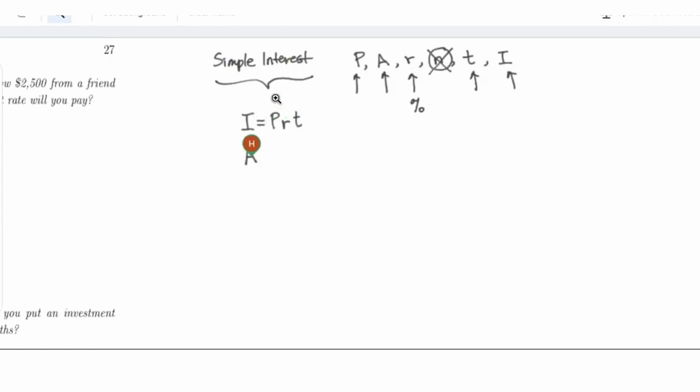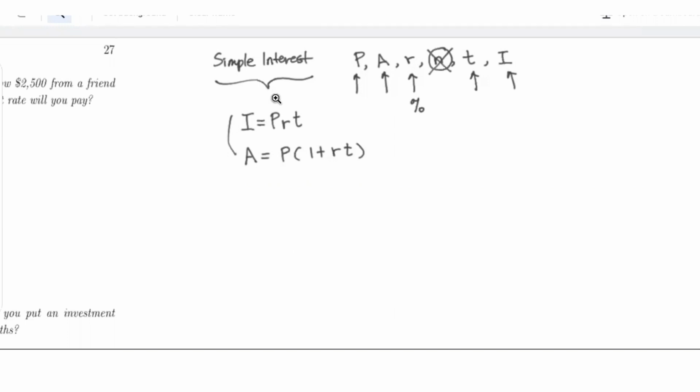A equal to P times 1 plus RT. And this is what we have from last time, okay? I equal to PRT, A equal to P times 1 plus RT.